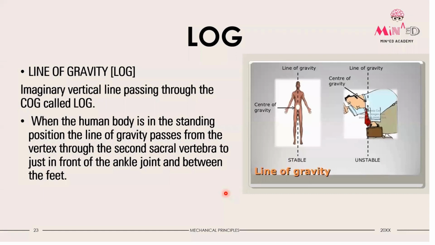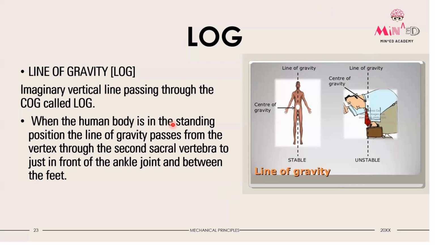Then LOG. LOG means line of gravity. Now, what is line of gravity? It is an imaginary vertical line passing through the COG, and it's called LOG. See, this is COG, and the line passing vertically is LOG. This is stable and this is unstable. His center of gravity is here since he is bent forward, and this one is the line of gravity.